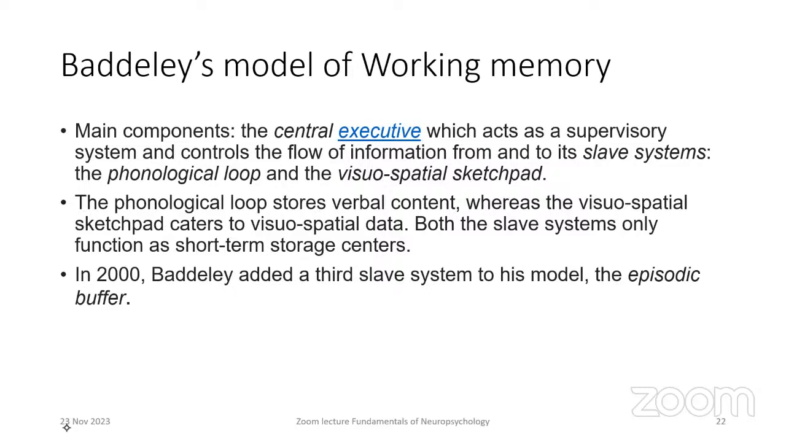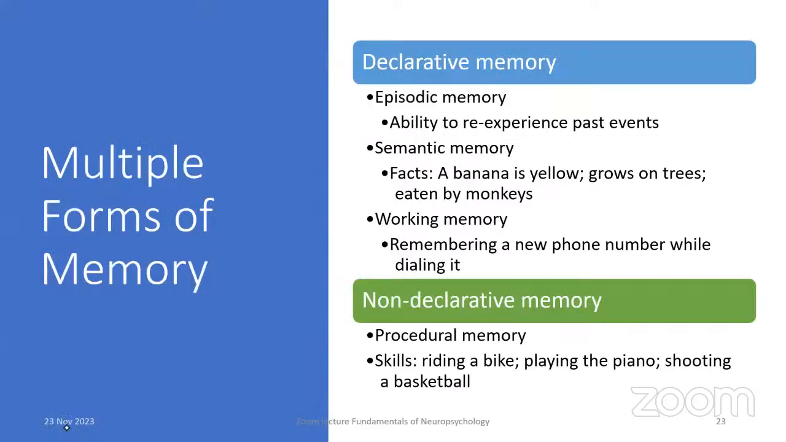The working memory disturbance is the most important reason for delirium. The phonological loop stores verbal content, whereas the visual spatial sketchpad caters to visual spatial data. Both these slave systems only function as short-term storage centers. Baddeley added a third system to this model, the episodic buffer, which is a time traveler, which I will describe later. So, multiple forms of memory: among the declarative memories, the ability to re-experience past events is episodic memory.